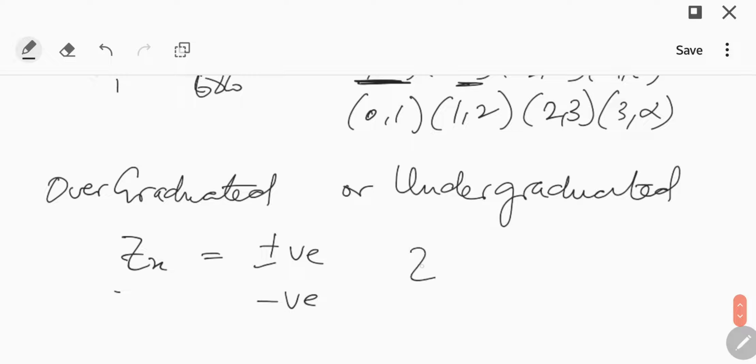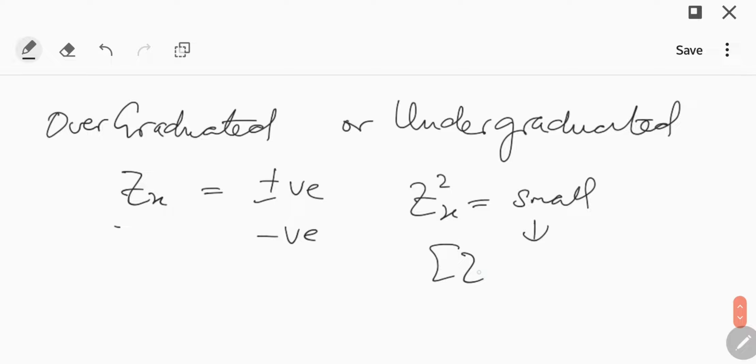So I'm trying out the zx squared may be small and positive, and the summation may not be so high that it exceeds a certain value. That way the chi-square test is not able to find out or unable to test whether overall graduated rates are overgraduated or undergraduated. So we are trying to address that particular mechanism using the science test.